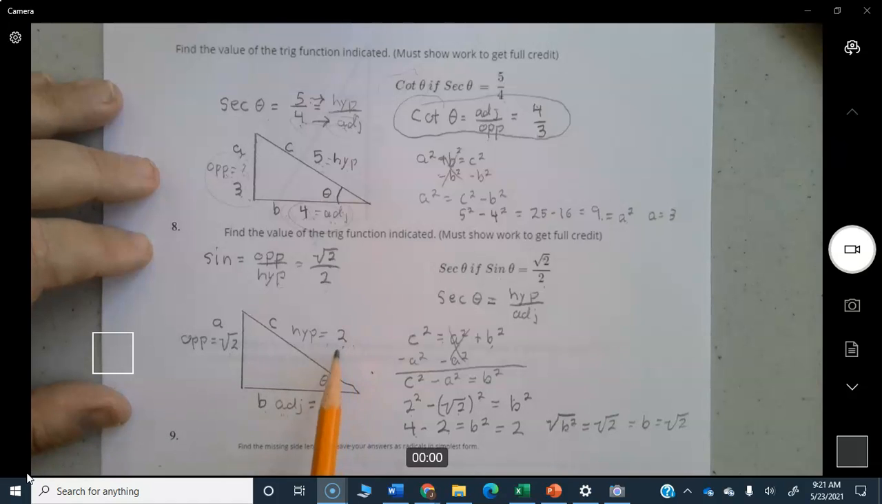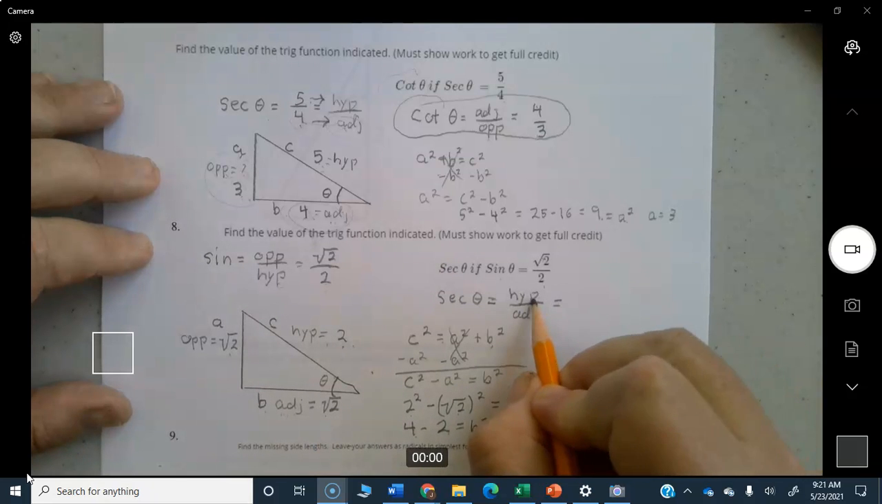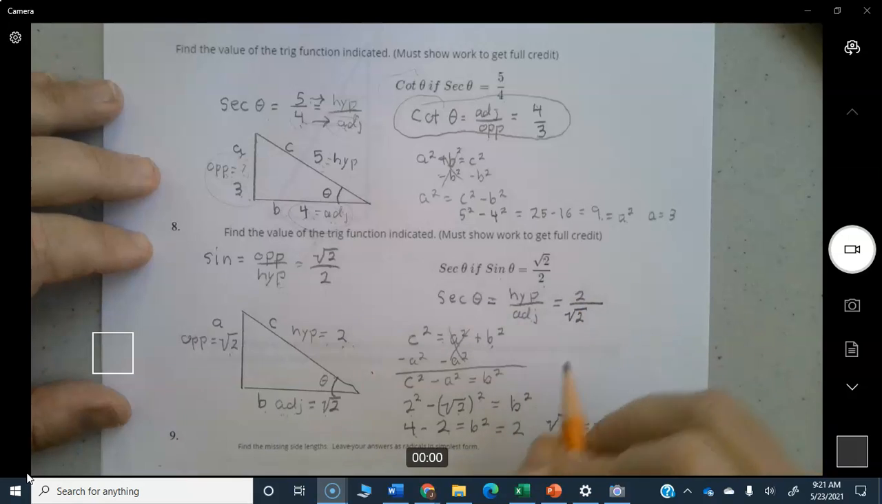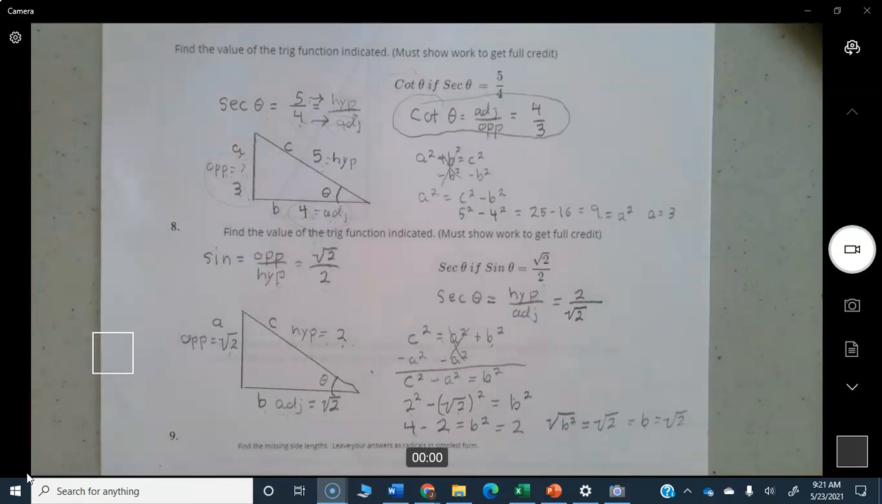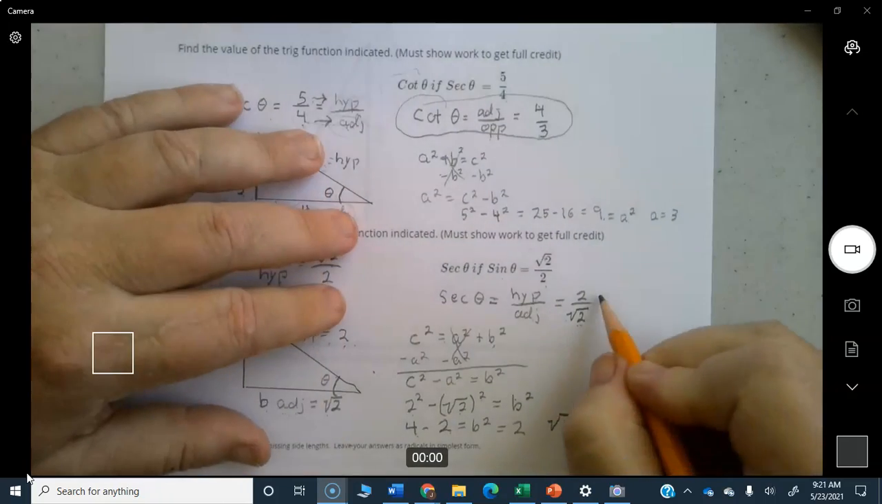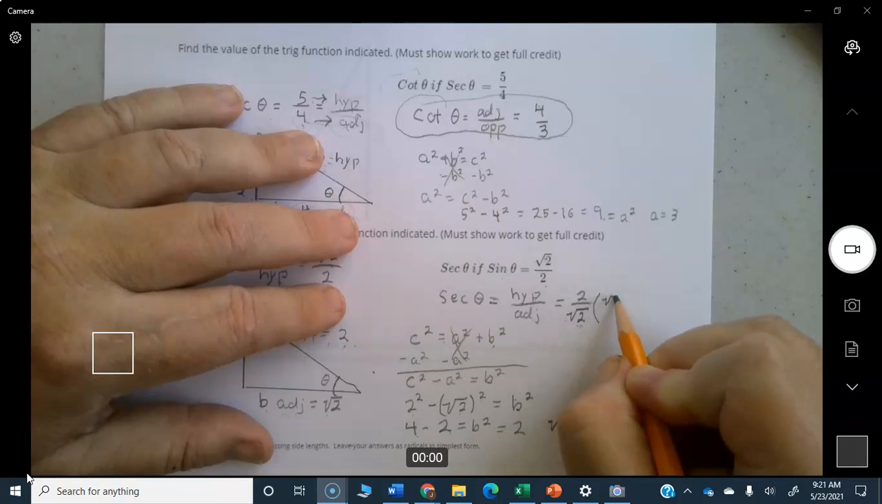Okay, so now we know the hypotenuse is 2, the opposite is square root of 2, the adjacent is square root of 2. So now we can just come up here. Hypotenuse is 2. Adjacent is square root of 2. Now, you would say that, okay, that's our final answer. We have the hypotenuse over the adjacent. However, there's a principle of math that says you're not supposed to leave a root in the denominator. That's just the rules of math. You're not supposed to do that. So how do we get this out of the denominator so you don't have a root down there? And the answer is you multiply top and bottom by the square root of 2.